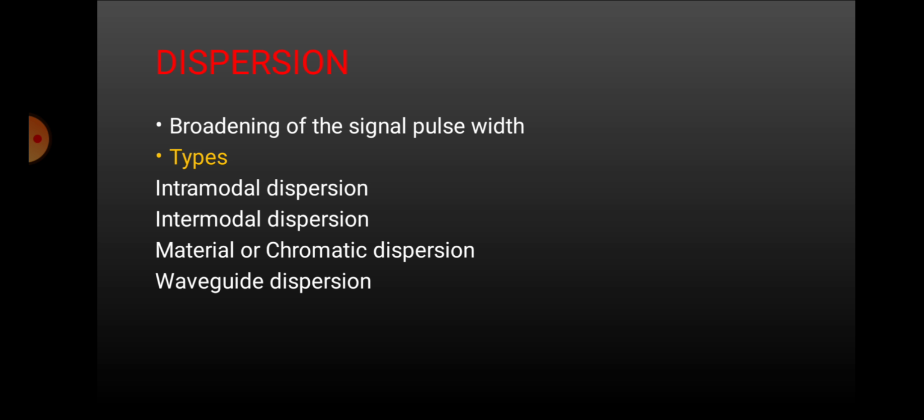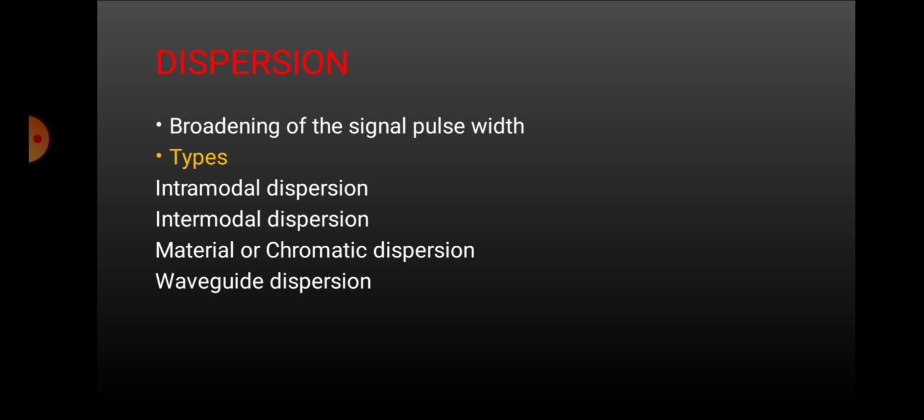Next one is the dispersion. Dispersion in the fiber means broadening of the signal pulse width due to the dependence of the refractive index of the material of the fiber on the wavelength of the carrier. If digitized signal pulses in the form of square pulses are sent, they are converted into broadened Gaussian pulses due to dispersion. There are two kinds of dispersion mechanism in the fiber: intramodal dispersion and intermodal dispersion.